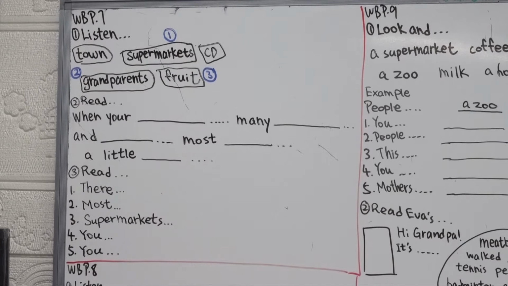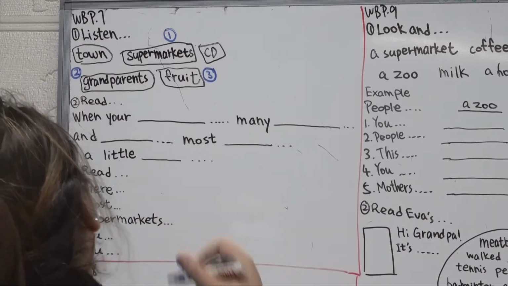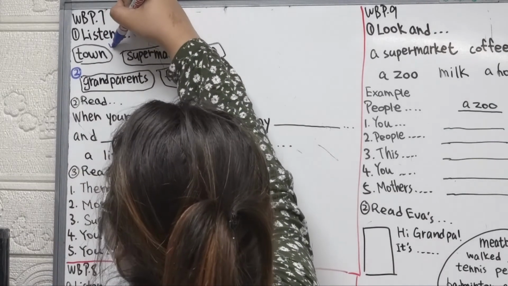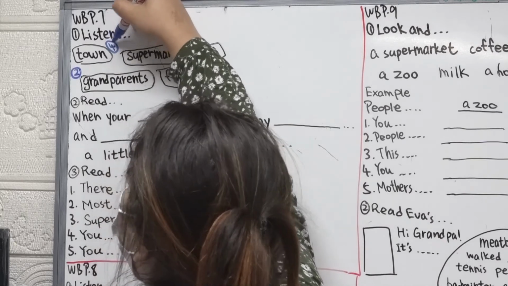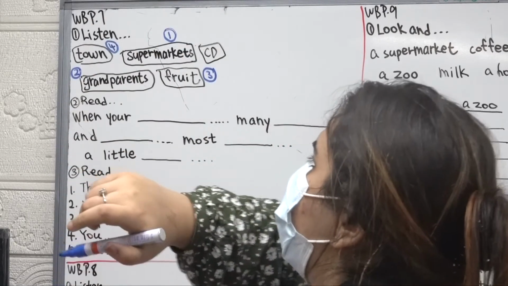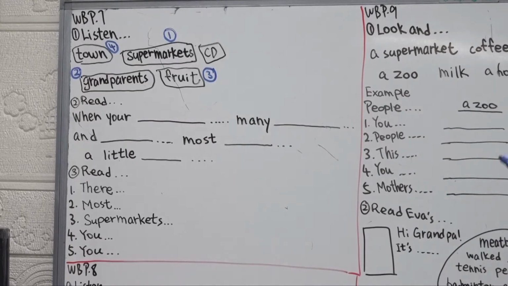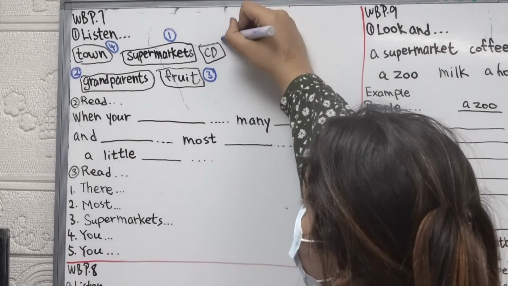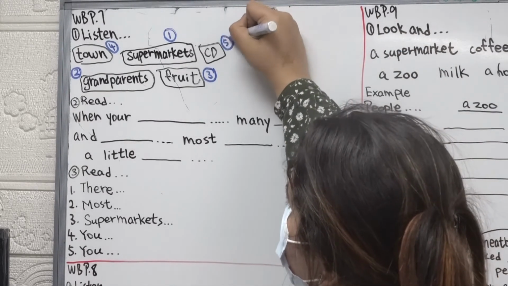Okay, number 4. You play this to listen to music. Alright, so basically number 4 is town, right? It is a place where you can see lots of places, lots of shops, right? And here we use a CD to listen to music.